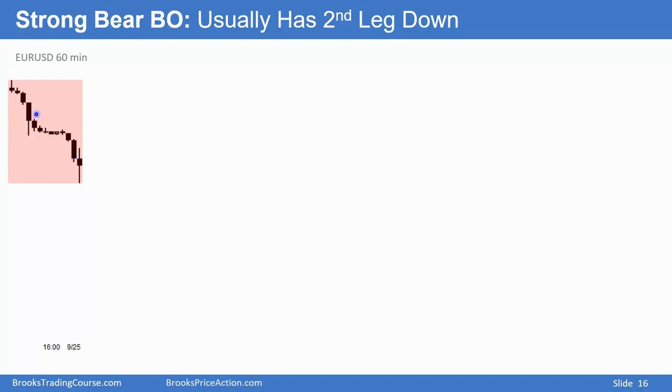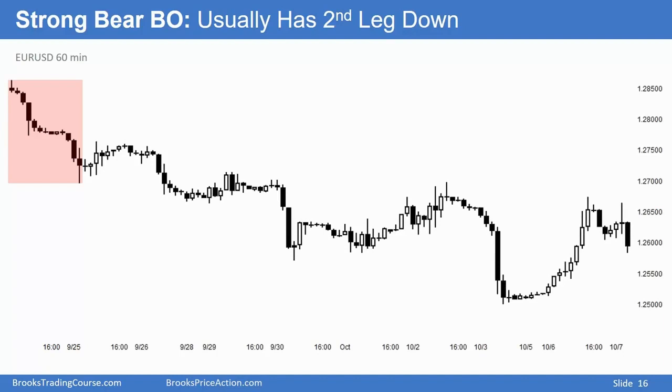It's a breakout on a higher time frame chart, so any pullback that we get probably will be followed by a second leg down. So strong bear breakout, 60% chance of a second leg down, 40% chance it'll fail and we will reverse up.